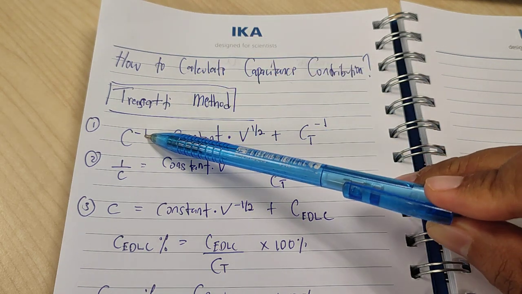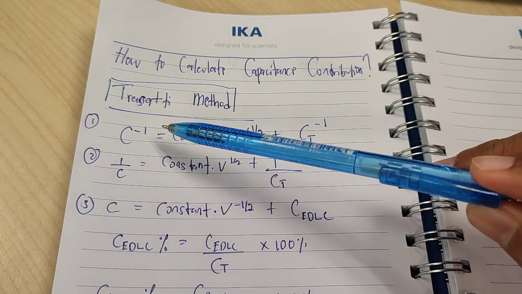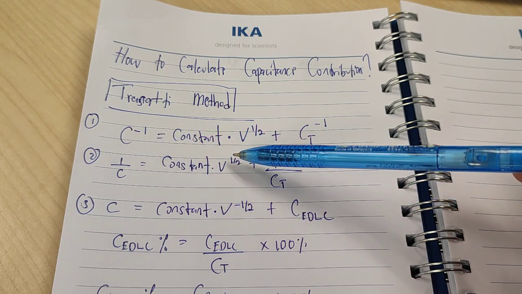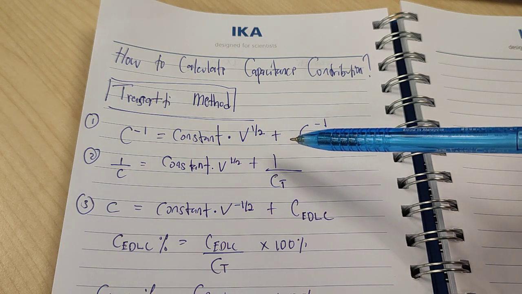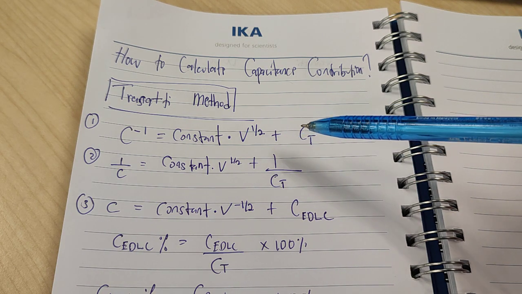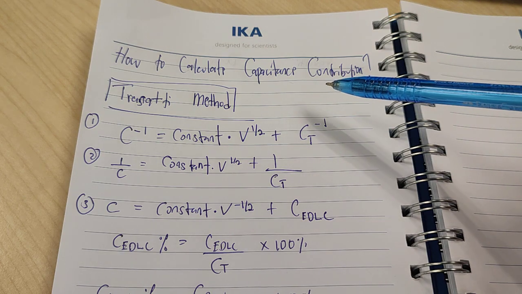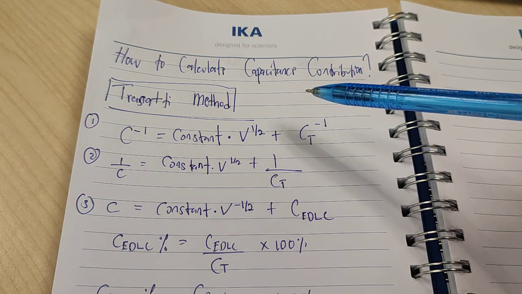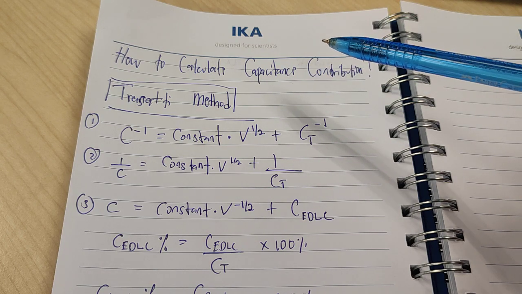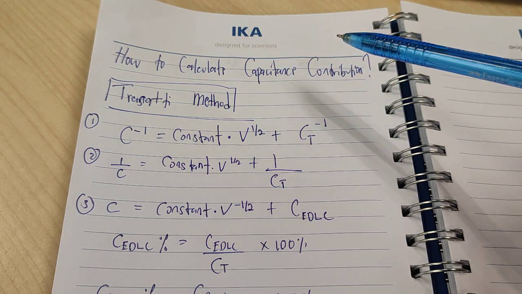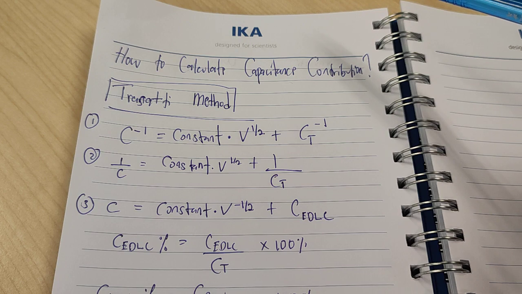Before that, you must do an experiment, which is cyclic voltammetry at different scan rates. Please study at very close scan rates, don't study at big scan rates, to get accurate data. For example, you study cyclic voltammetry at 1 millivolt per second, 2 millivolt per second, until 10 millivolt per second. So minimum you should have 5 points.